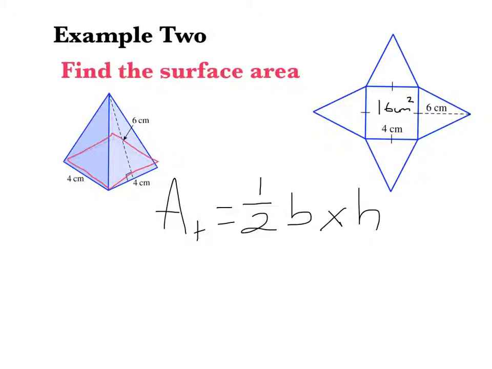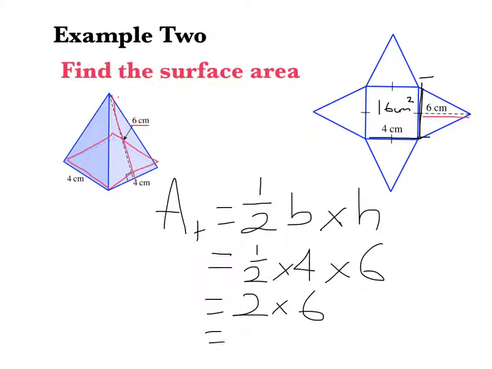Now my base, how far is it from here to here? Or here to here? How do I know that? All sides are equal, so the length from there to there is 4 centimeters. So the area equals half 4 times 6, because the diagram has shown me that the perpendicular height is 6 centimeters. That's why I've done the 6 centimeters on my diagram. So half 4 times 6, 2 times 6 equals 12 centimeters squared.